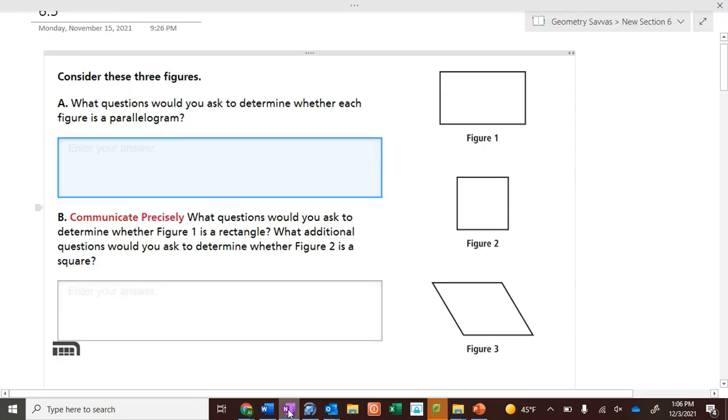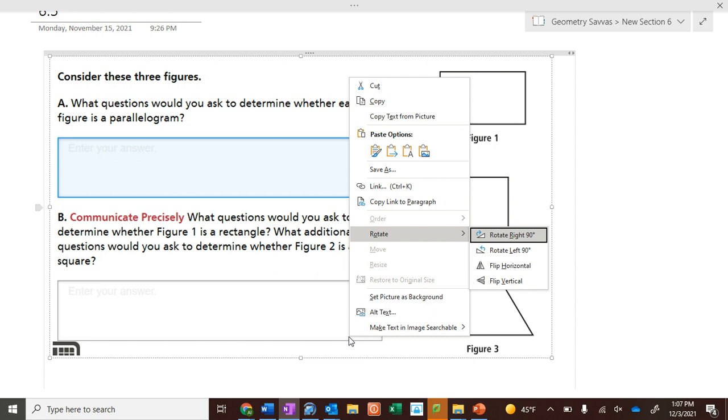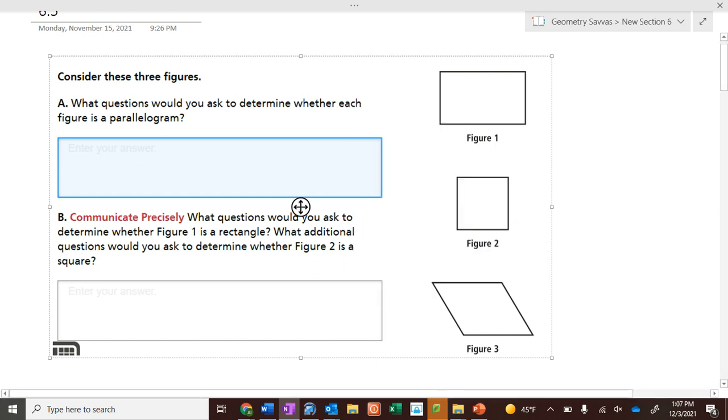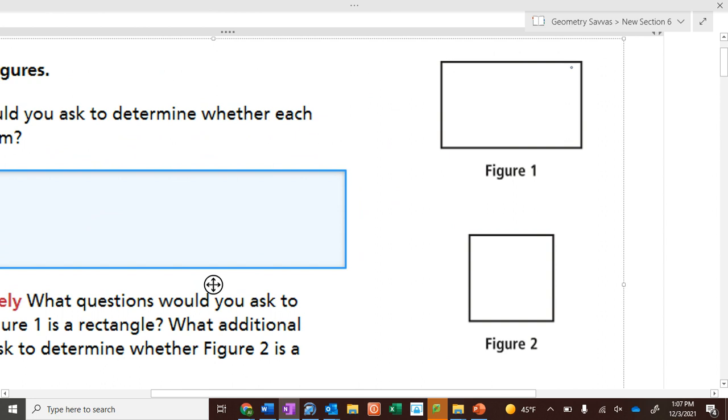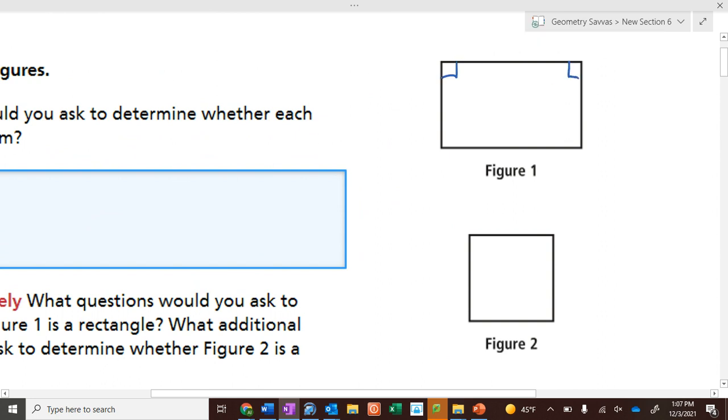So here we go. Today we're talking about rectangles, squares, and rhombuses. What makes a rectangle a rectangle? What's the first major defining feature of a rectangle? Four right angles. Good job, Braxton. Four right angles makes a rectangle a rectangle.